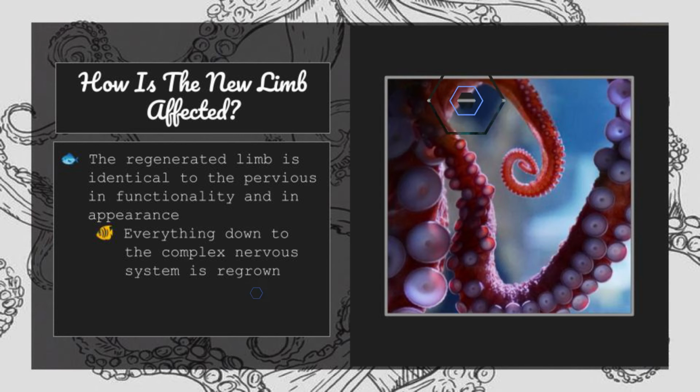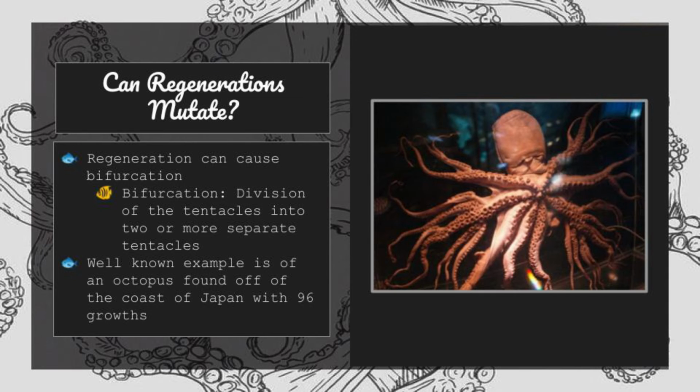As remarkable as octopods' limb regeneration is, it's not always perfect. Octopods are prone to a type of abnormal regeneration called bifurcation. Bifurcation describes the division of the tentacle into two or more separate tentacles.